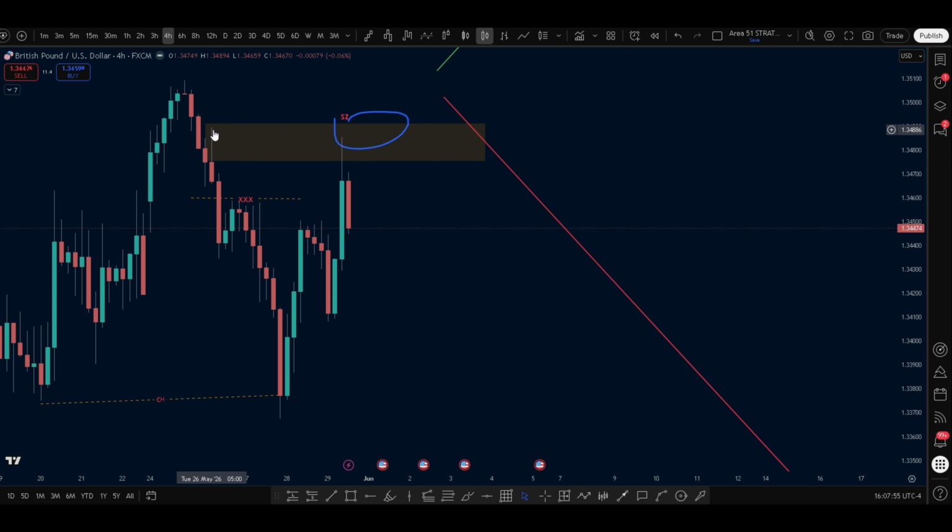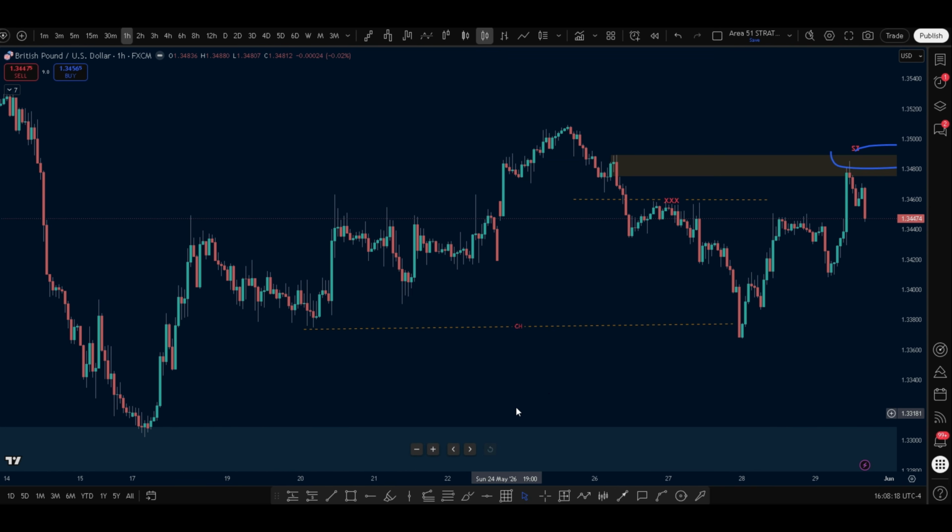Price was pushed from the buyer's market, and then sellers came into the market. They started pressuring the price downside, and then created some sort of inducement / liquidity, and then price continued to the downside. We can also see this liquidity / inducement is already taken out. Price reacted to this supply zone. Now let's go to the 1-hour time frame.